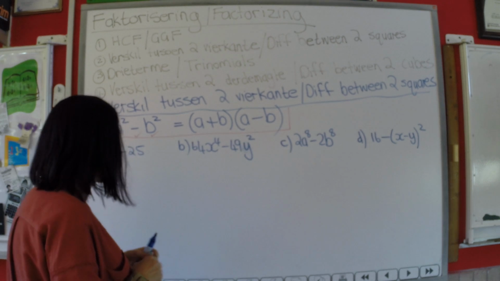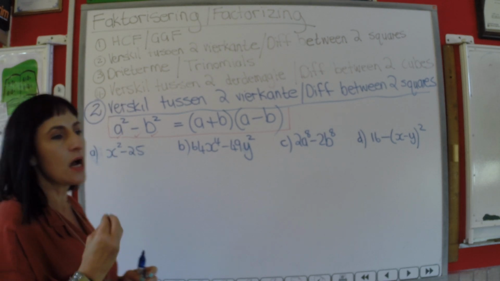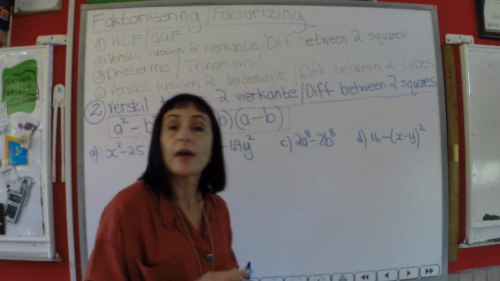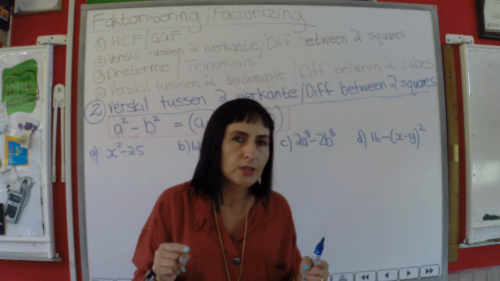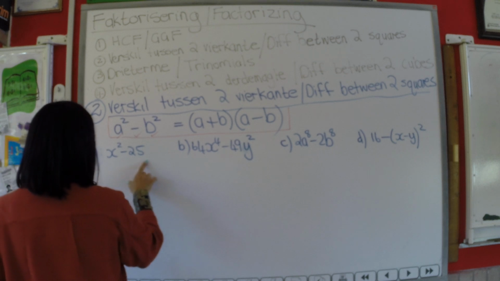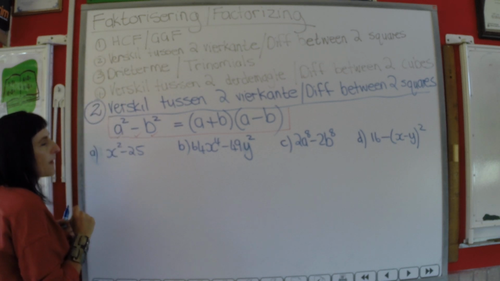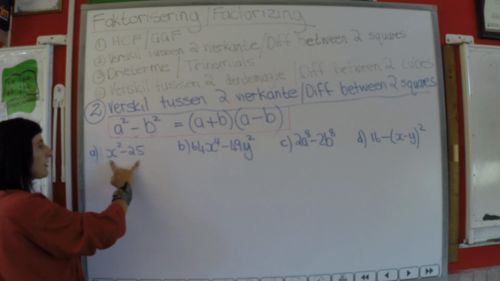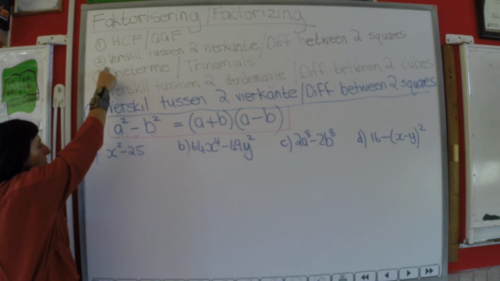So kom ons gaan kyk nou. The question is only factorize. They don't tell you it's the difference between two squares. You yourself must see it. Now let's look at this. Can I take out the common factor? No. There's nothing that's common in both these terms. So I'm going to step 2.